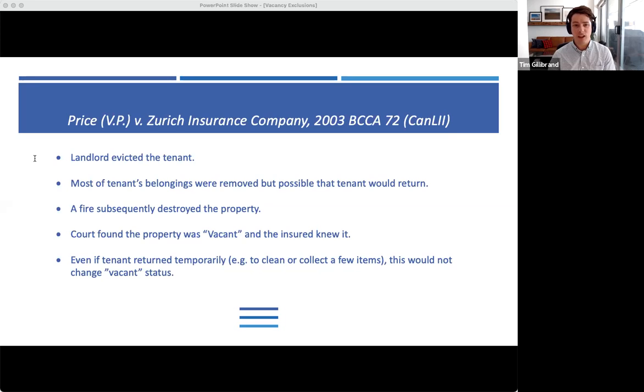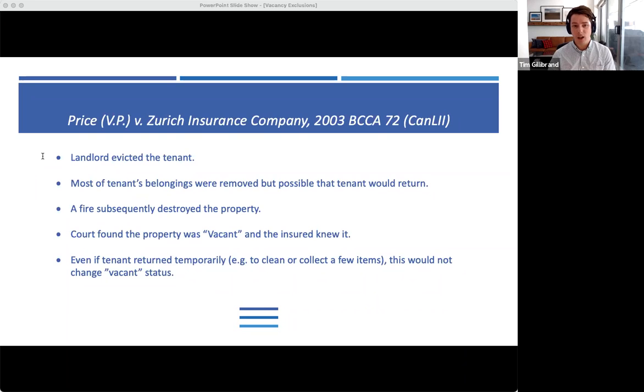The landlord's agent had sworn an affidavit saying he wasn't sure if the tenant actually abandoned the premises and maybe she'd come back to either get her belongings or to clean. And the court didn't accept that. They found that the tenant had clearly moved out before the fire and didn't accept that the agent believed that they might return. There was simply no evidence in that case that the occupant had an intention to return, in particular to occupy the premises. So the property was considered to be vacant.